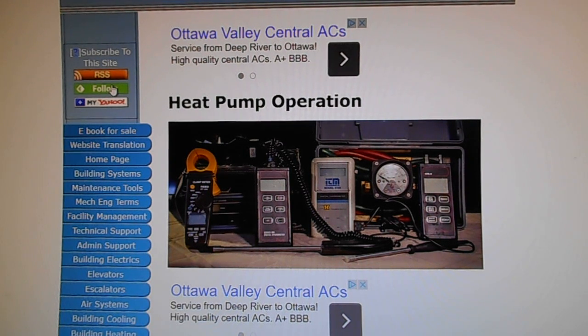This oral presentation speaks to heat pump operation. How does a heat pump work? And what is the heat pump sequence of operation?